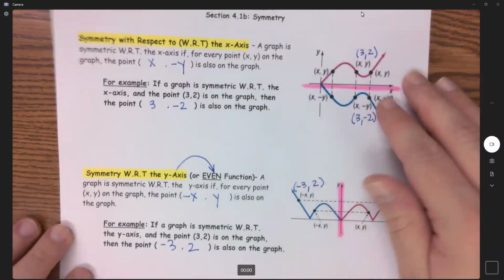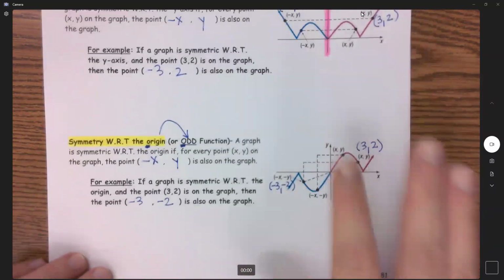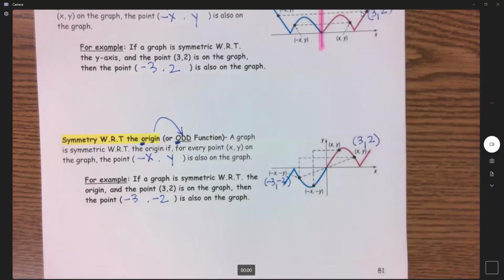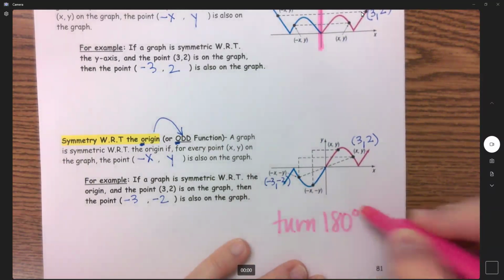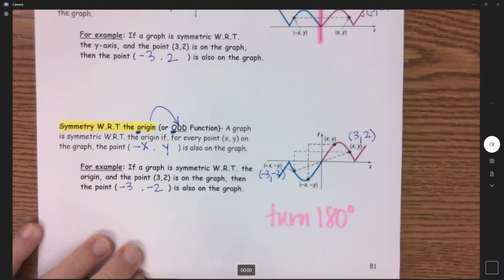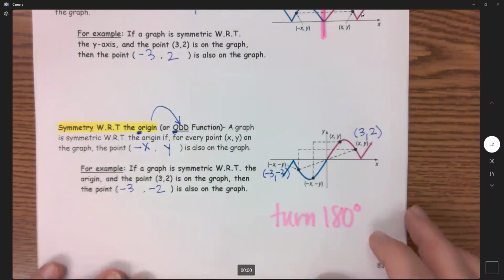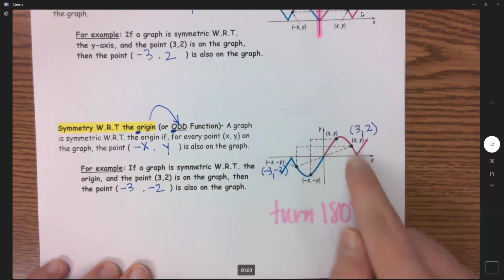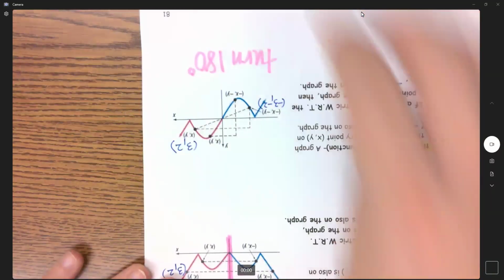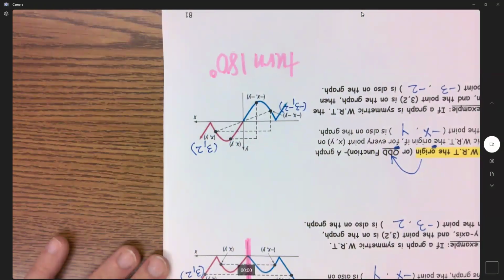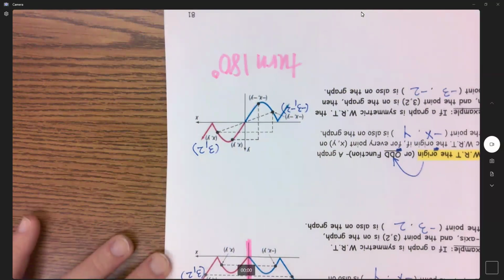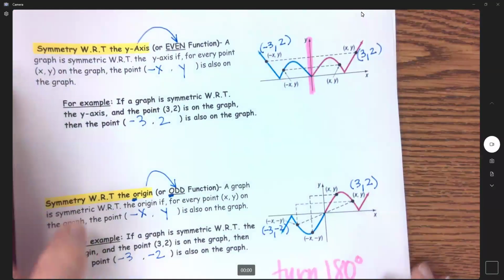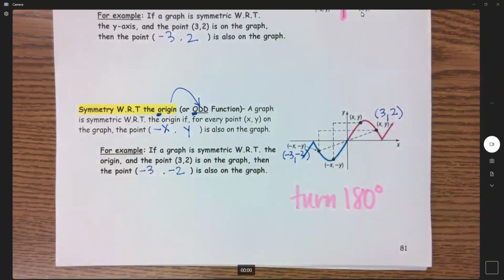Now, with these it's visual. Is it mirroring the x? Is it mirroring the y? This one, if it has origin symmetry, you should be able to turn your paper 180 degrees and it looks the same. So here's my graph. And if I turn my paper 180 degrees, this looks the exact same. So we can just turn our paper upside down. Does it look identical? If it is yes, then origin symmetry. Okay, so these are your 3 different types. We'll go over example 1, which will ask us a question about what kind of symmetry we have.